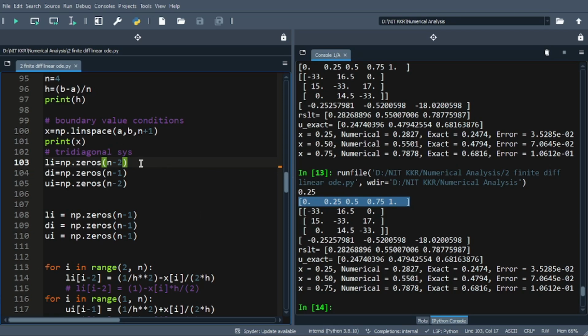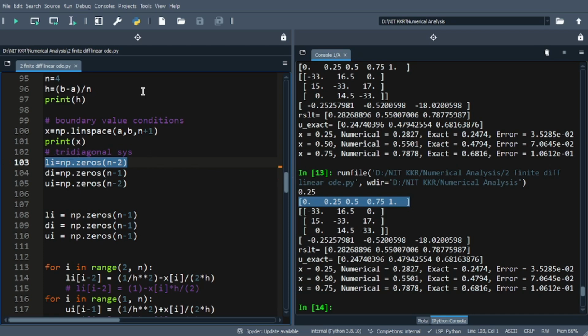li, which is the lower diagonal. We have assigned a zero array with the help of numpy, np.zeros n minus 2, because we have n equal to 4. Now li is the lower diagonal. The lower diagonal is 0 with the range of n minus 2.